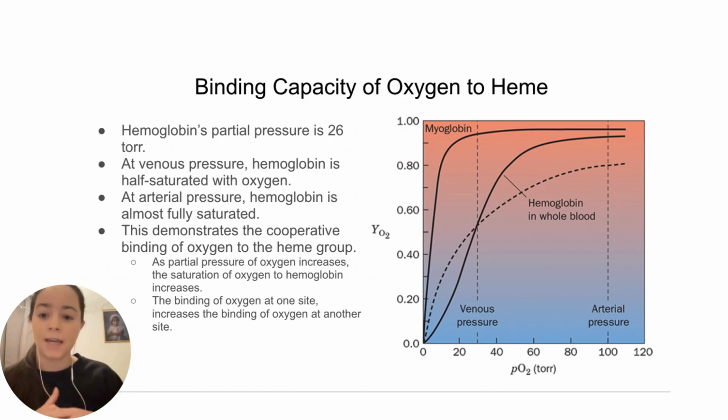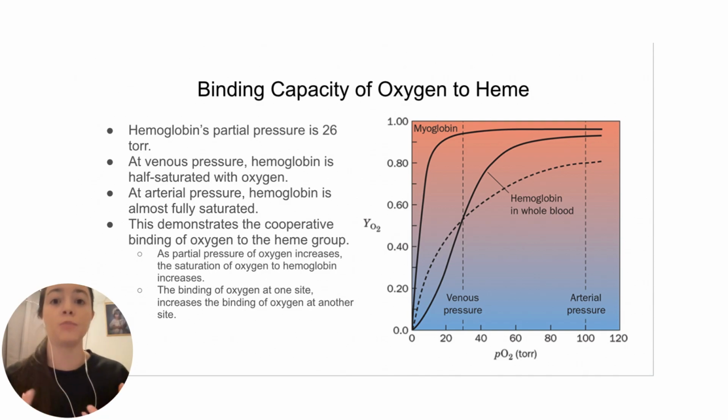And this graph explains what cooperative binding of oxygen to the heme group is. As partial pressure of oxygen increases, the hemoglobin has a higher affinity to the oxygen molecules. But as partial pressure of oxygen decreases, the hemoglobin has a lower affinity to the oxygen. So if you think about it, when we breathe oxygen in, our lungs have a high concentration of oxygen. The partial pressure of oxygen in our lungs is really high. So there are a lot of oxygen molecules that are getting ready to latch onto the heme group of the hemoglobin.